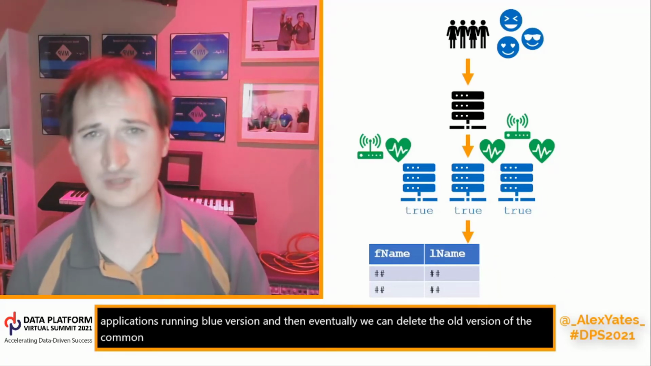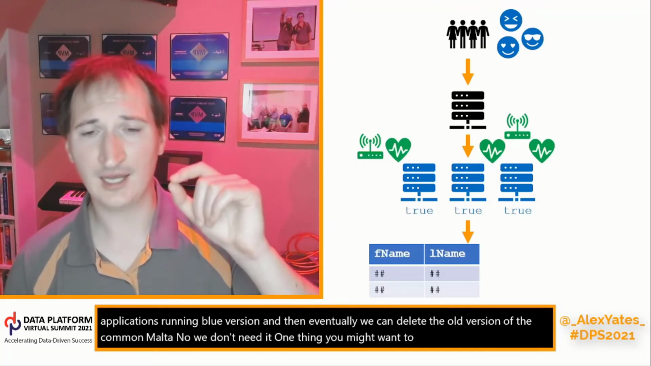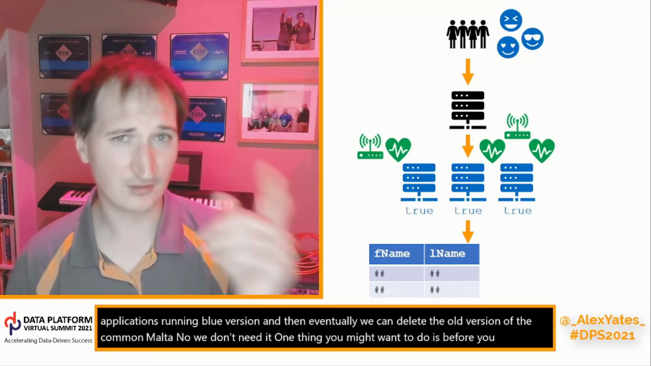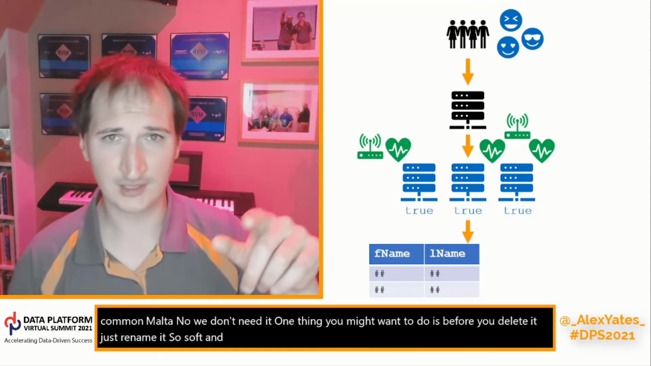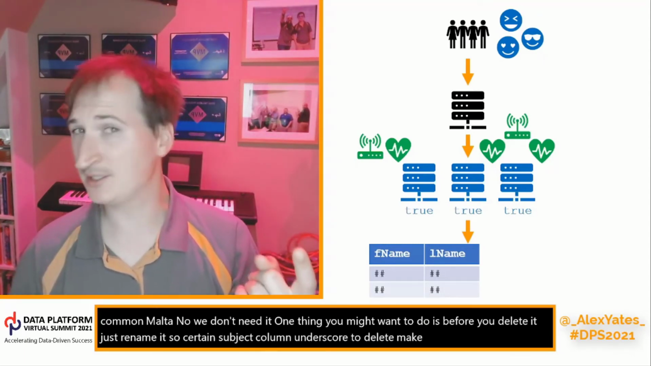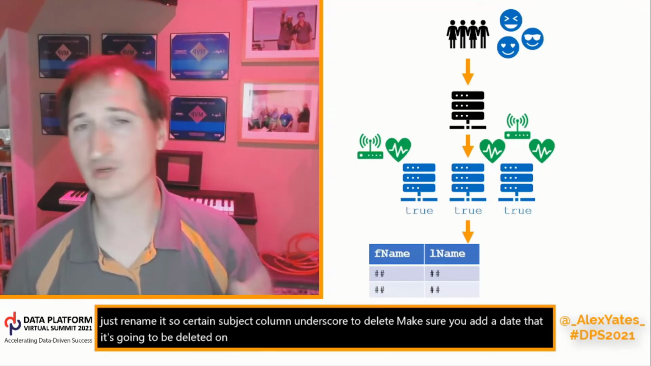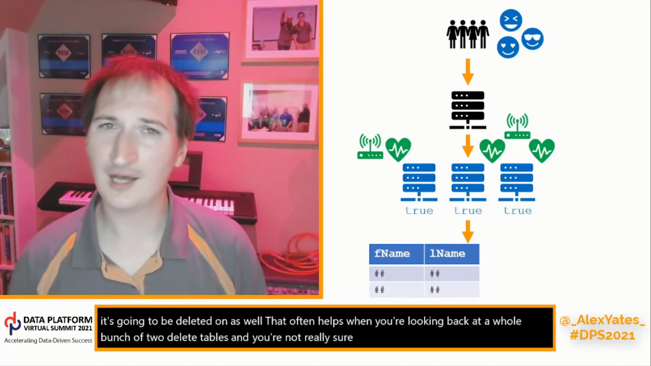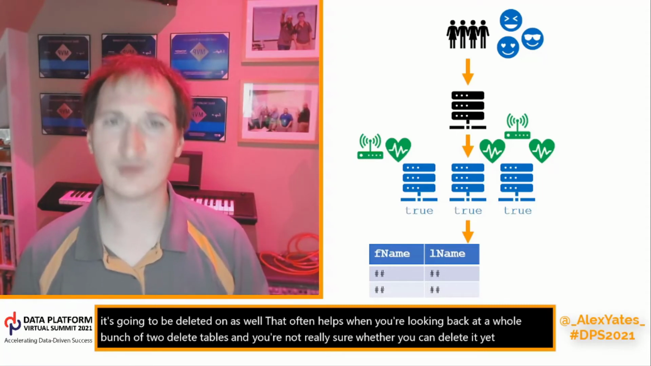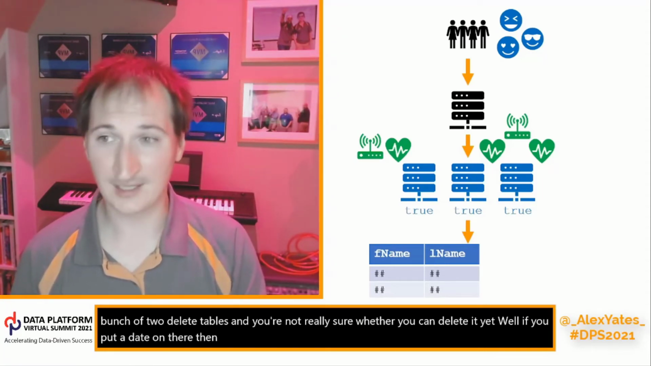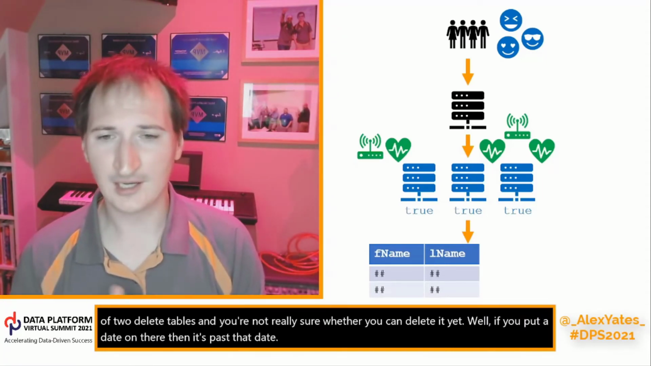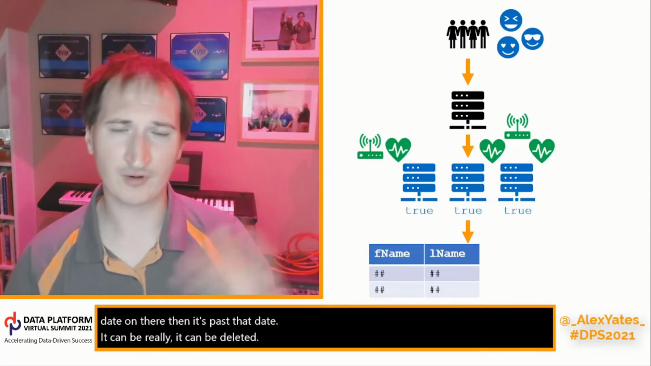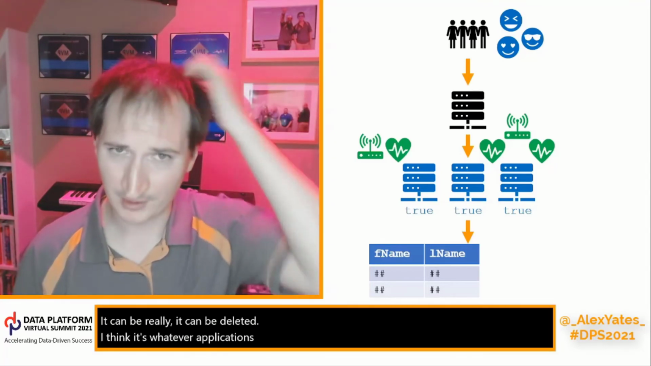One thing you might want to do before you delete it is just rename it. So such and such a column _to delete. Make sure you add a date that it's going to be deleted on as well. That often helps when you're looking back at a whole bunch of to delete tables and you're not really sure whether you can delete it yet. Well, if you put a date on there, then you know it's past that date. It can be deleted, because whatever other applications have had enough time to verify that everything is still working.